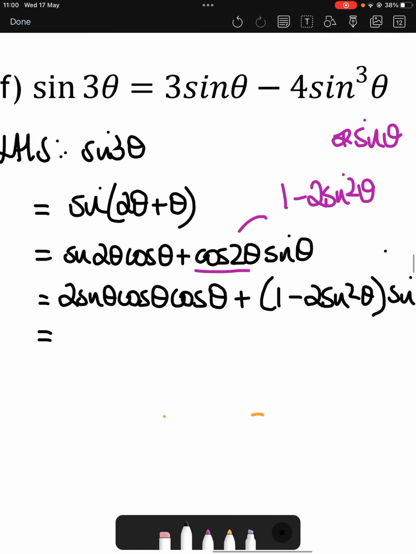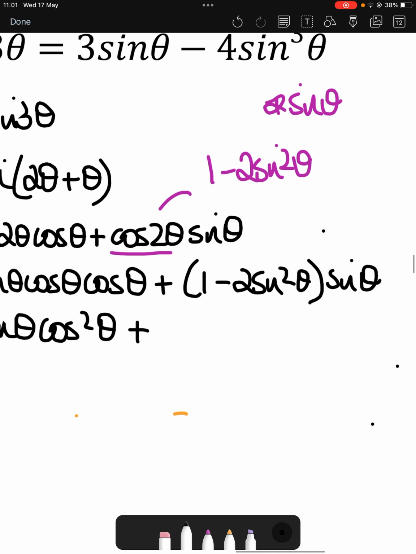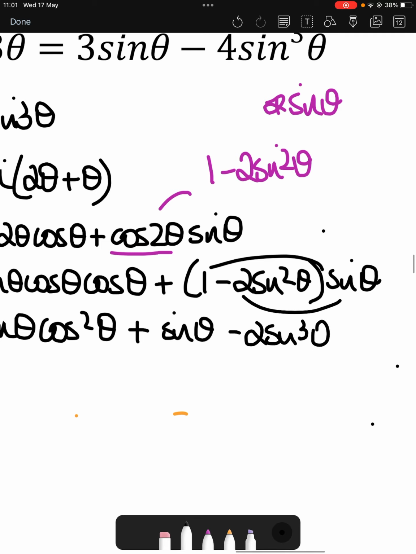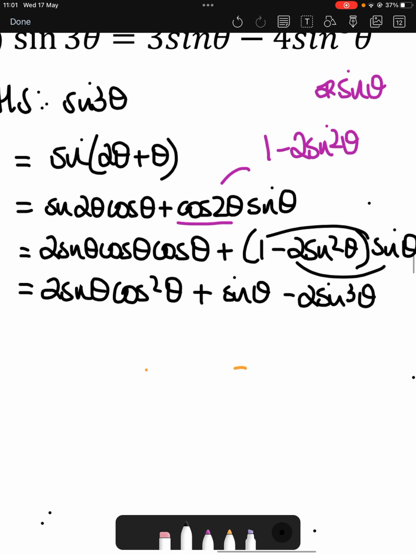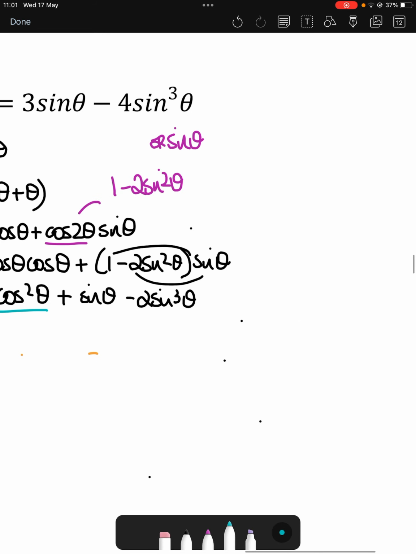Obviously, I'm going to deal with this cos squared, which I'll deal with in a wee second. I'm going to multiply this out. Okay, so it's looking a bit better because I've now got sines and sine cubed, which is right. But obviously now my issue is this. So I only want to have sines in my answer.